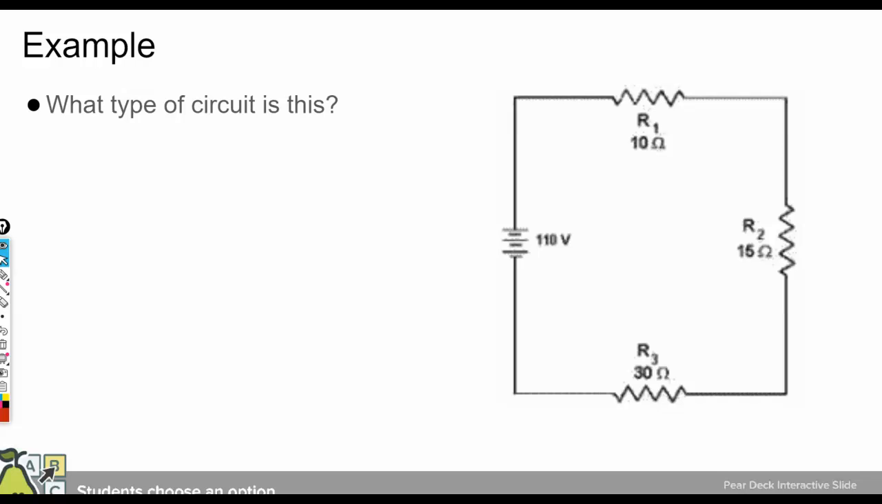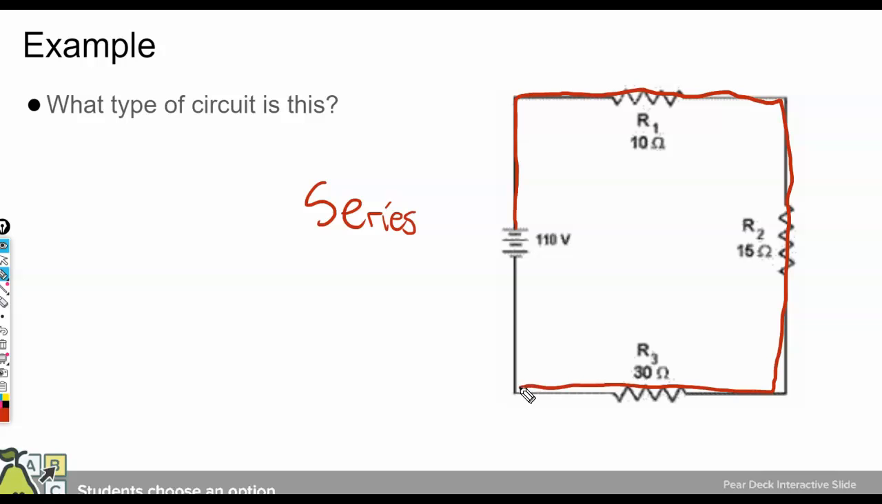Okay, so let's do some simple examples in Pear Deck. So what type of circuit is this? Actually, we're not going to do this question in Pear Deck. You're going to answer this question in an Edpuzzle. What type of circuit is this, series or parallel? Okay, so this is definitely a series circuit. You can see that because the current that comes out here only has one pathway it can take. There's no places that the current can split, no branches or anything like that. So one pathway, this is definitely going to be a series circuit.